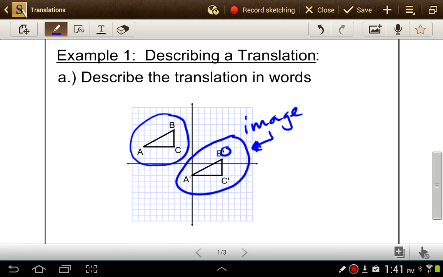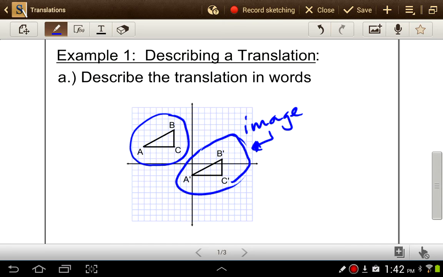A lot of times they're not going to be labeled, and you are going to have to figure out on your own what the difference is between the two based on the labeling. So make sure you pay attention to those small clues, and when you're drawing, make sure you put the prime notation on your drawings, because that's how you need to write them. To describe in words, all I'm going to do is pick one point, because they all are going to move the same. A to A prime is going to move the same, B to B prime is going to move the same, and C to C prime is going to move the same. They're all moving the same way.